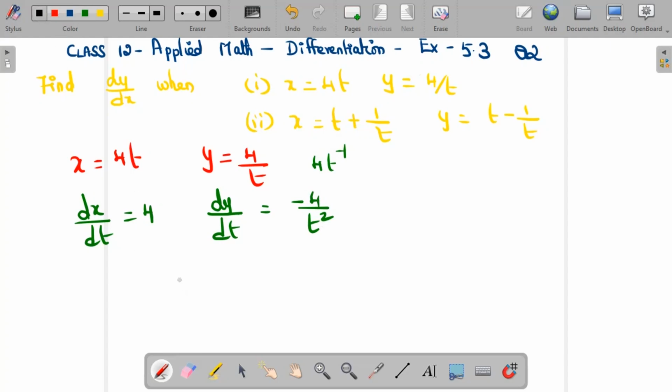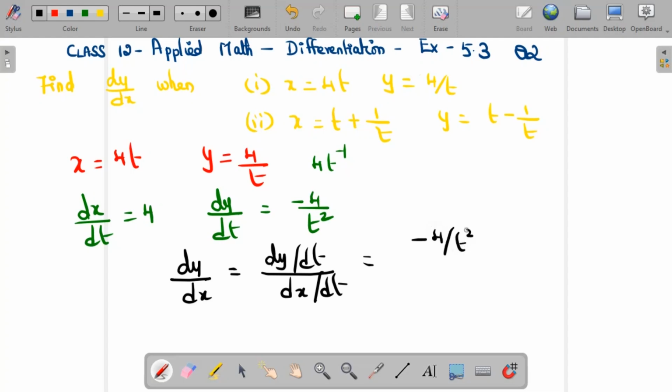Now we need to find out what dy by dx is. dy by dx is dy by dt divided by dx by dt. So this is going to be minus 4 by t squared, the whole thing divided by 4. So 4 and 4 will get struck out. So the answer is minus 1 by t squared. So here dy by dx is minus 1 by t squared.